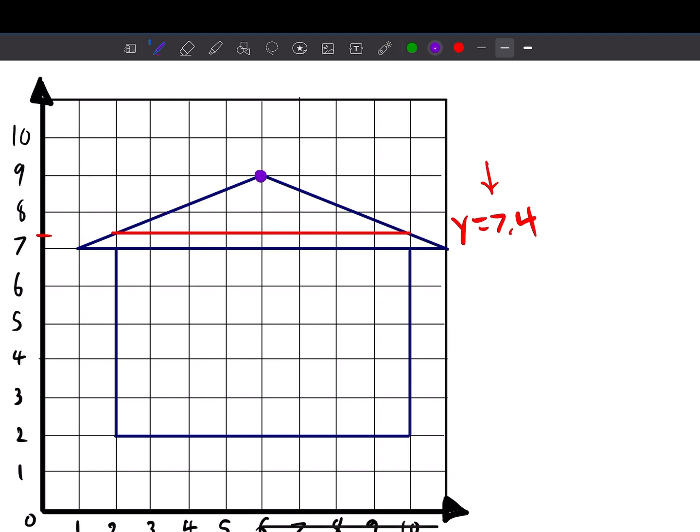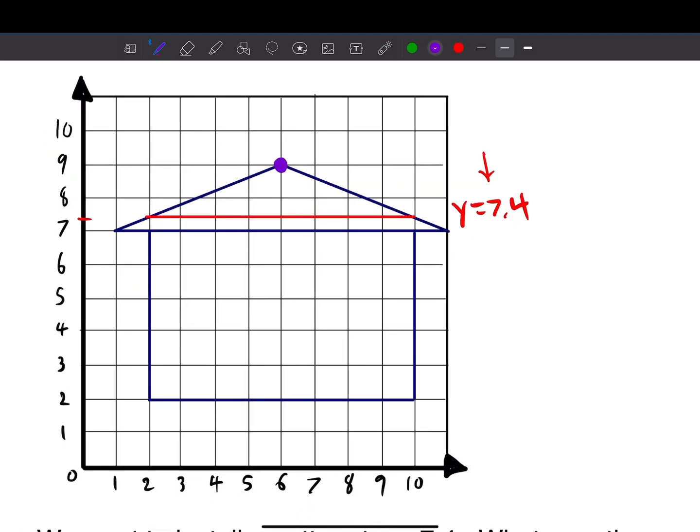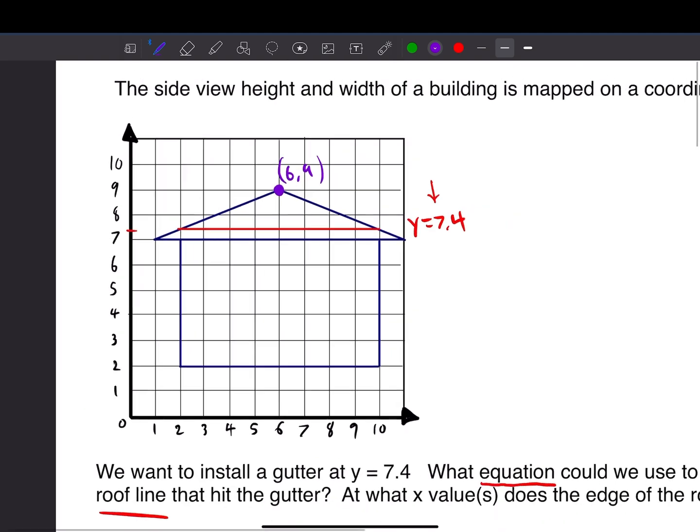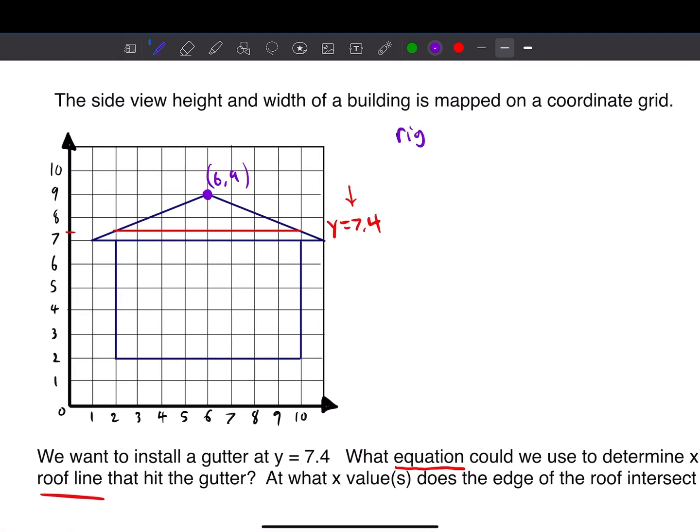So what do I see here? I see its vertex is right there. That is a vertex of 6, 9. How do I get to 6, 9 from the parent function? Recall the parent function is y equals absolute value of x, centered at 0, 0. So how do I move a vertex of 0, 0 to 6, 9? Right 6, go to the right 6, up 9.